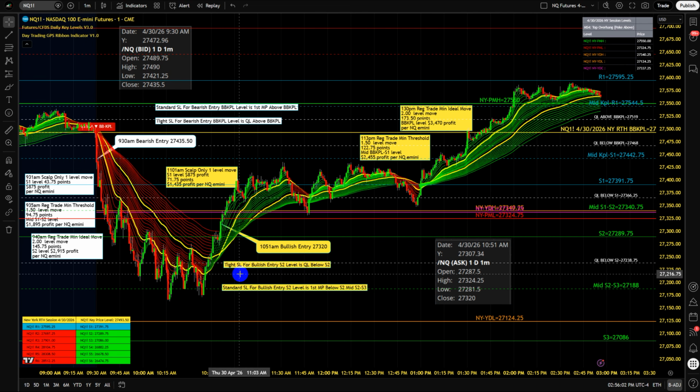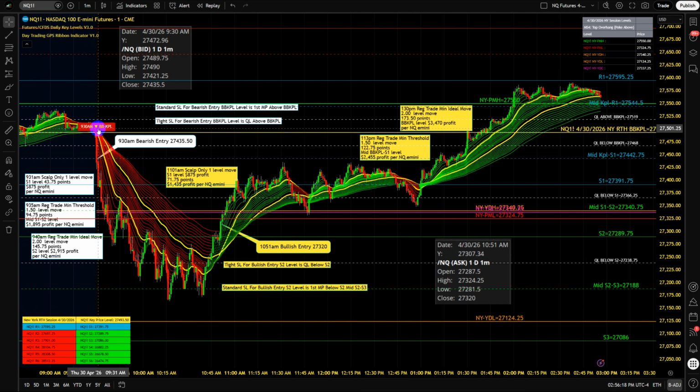On a bullish trade off of the S2 level, your tight stop loss is going to be the QL level below S2, whereas the standard stop loss in a bullish entry off of S2 is going to be the first midpoint below S2, which is mid S2, S3.